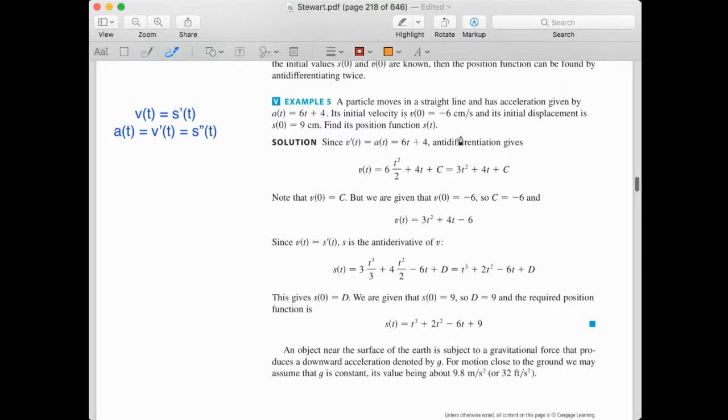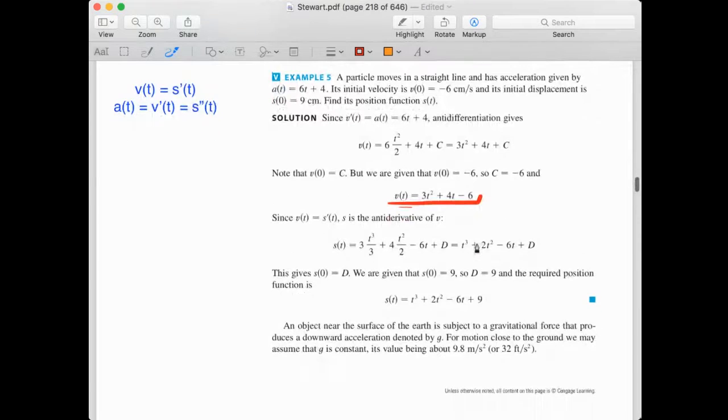Now we're given a point, right? v of 0 equals -6. So plugging in 0 for t, we get c equals -6. So now we get the velocity function: 3t squared plus 4t minus 6. Right, so I have this.